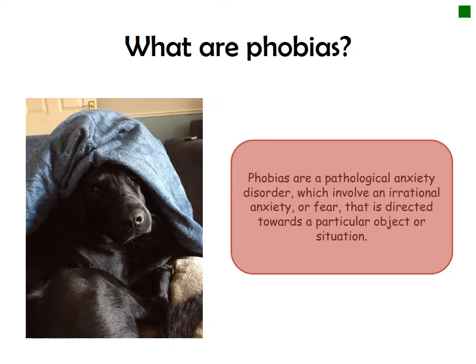So what is a phobia? A phobia is a pathological anxiety disorder. It's actually an irrational fear response to something. The reason we call it an irrational fear is because it's a fear of something that won't harm you. So it's not being afraid of death or a car crash, it's being afraid of a spider, or being afraid of a mouse.